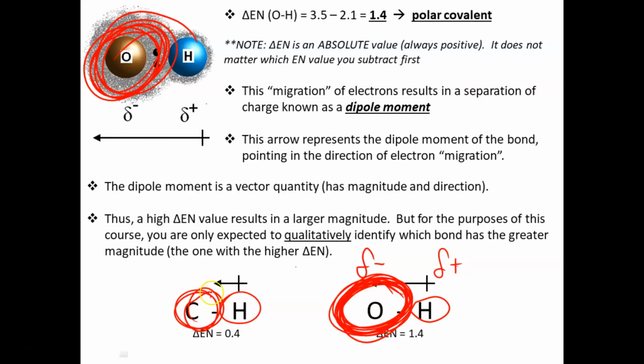And because of that, you're not going to see the big, giant charge separation of a big slightly negative, big slightly positive. It'll be a smaller slightly negative and a smaller slightly positive. All right, so the polarity of the OH bond is greater than the polarity of the CH bond. So to represent this, we draw something called a dipole moment.